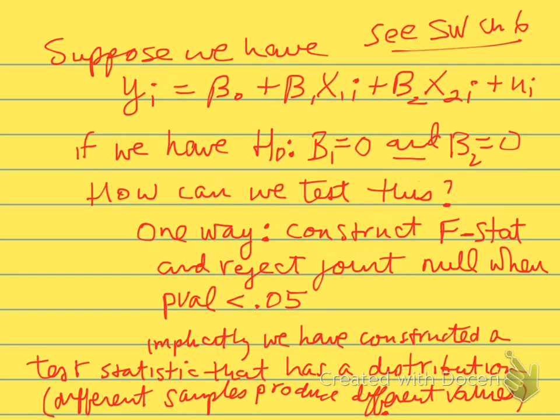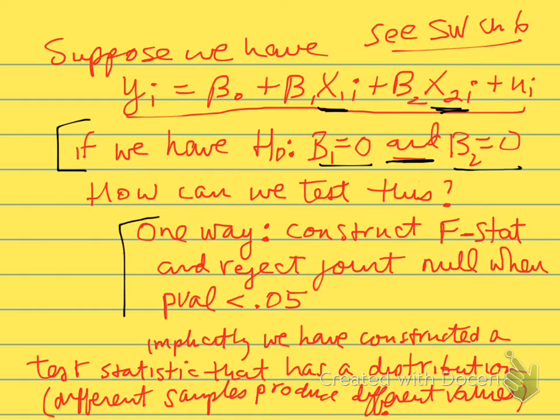So let's suppose that we have our usual regression where we have two variables explaining the outcome y. So we have x1 and x2, and we have a joint hypothesis that we want to test, that beta 1 equals 0 and beta 2 equals 0. How can we test this? Well, we've seen from Stock and Watson that one way we can test it is to construct the F statistic and reject the joint null hypothesis when the p-value of the F statistic is less than 0.05.